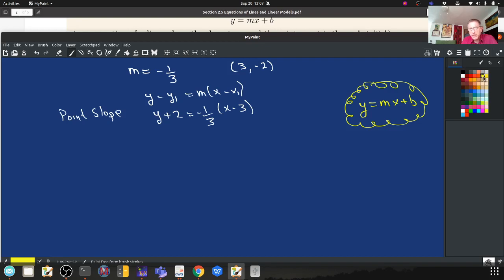So the first thing I'm going to do is ignore the left-hand side, and I'm going to use distribution over here. So that's going to be minus 1/3 x. And minus 1/3 times minus 3 is plus 1. And now all I have to do to solve for y is to move the 2 to the other side, and it becomes negative. And I have y is equal to minus 1/3 x minus 1.